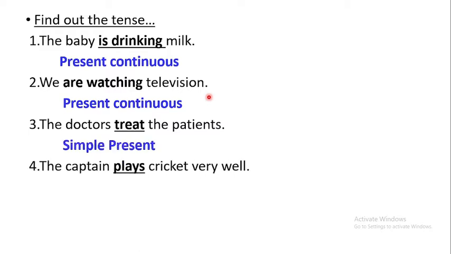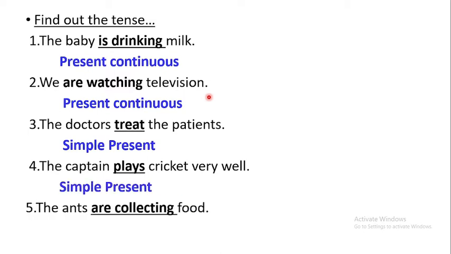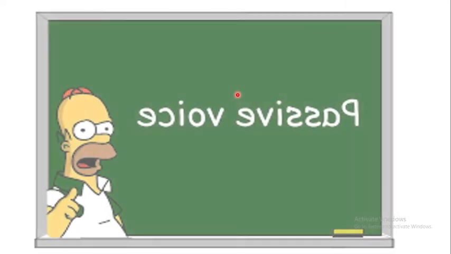The captain plays cricket very well. There plays is the verb. No ing. So that is simple present tense. The last one. The ants are collecting food. There you can see ing form. So that is present continuous tense. Children, I think you have understood the two tenses.